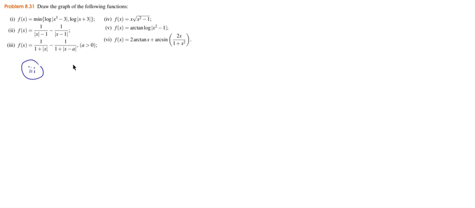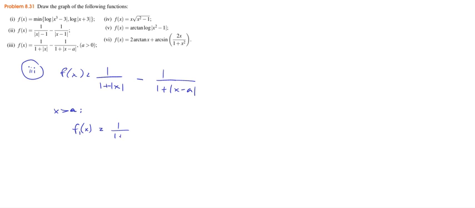Part 3, you have f equal to 1 over 1 plus the absolute value of x, minus 1 over 1 plus the absolute value of x minus a, when a is greater than 0. Again, we have to consider 3 scenarios: when x is greater than a, when x is between a and 0, and when x is smaller than 0. In this case, f1 is 1 over 1 plus x minus 1 over 1 plus x minus a, right? If you try to compute this, you get an expression here, but let's not go there for now.